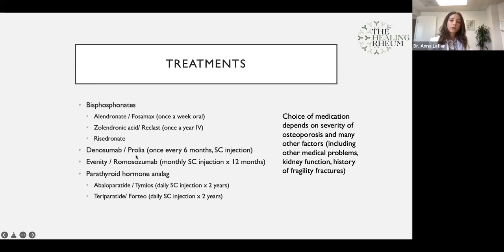especially Prolia, Evenity, Tymlos, Forteo, do not ever stop the medication abruptly without talking to somebody about starting another medication, because the bone that you have built will rapidly decline and you can even lose more bone than you once started with. So it's really important not to just stop taking one of these medications because it either caused a side effect or you don't feel like taking it anymore.